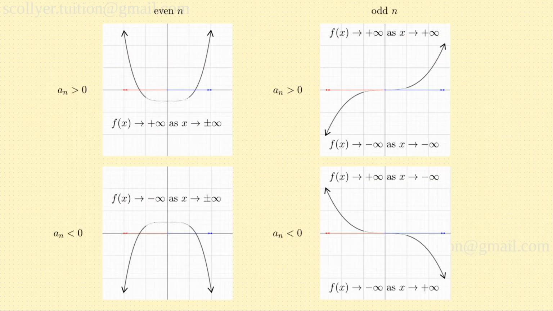And here we see a summary of these four cases. On the left we have the cases for even n, on the right the cases for odd n. At the top we have the cases for positive leading coefficient. At the bottom the cases for negative leading coefficient. The dotted portion of each graph shows that we are not interested in the behaviour for small values of x. The graphs only indicate the behaviour for large values of x.